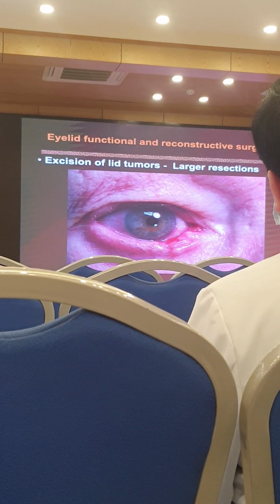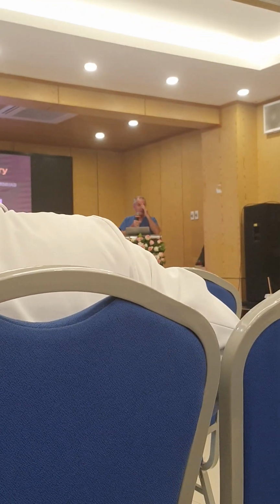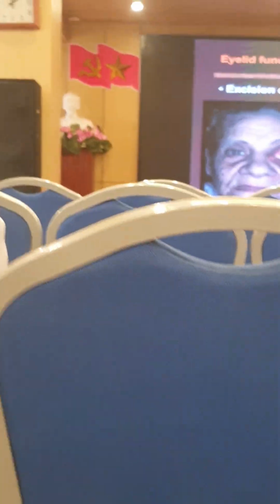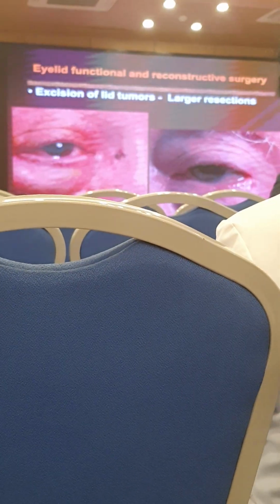And I see referrals from them sometimes after they've removed a big tumor. They'll put a bandage over it and send it to me to put it back together. And sometimes it's just a small defect. Sometimes it's the entire lid and the medial canthus and part of the cheek. So it depends on how much tissue they remove that will determine how much we have to reconstruct. But I'm going to talk to you about these larger excisions of larger tumors.